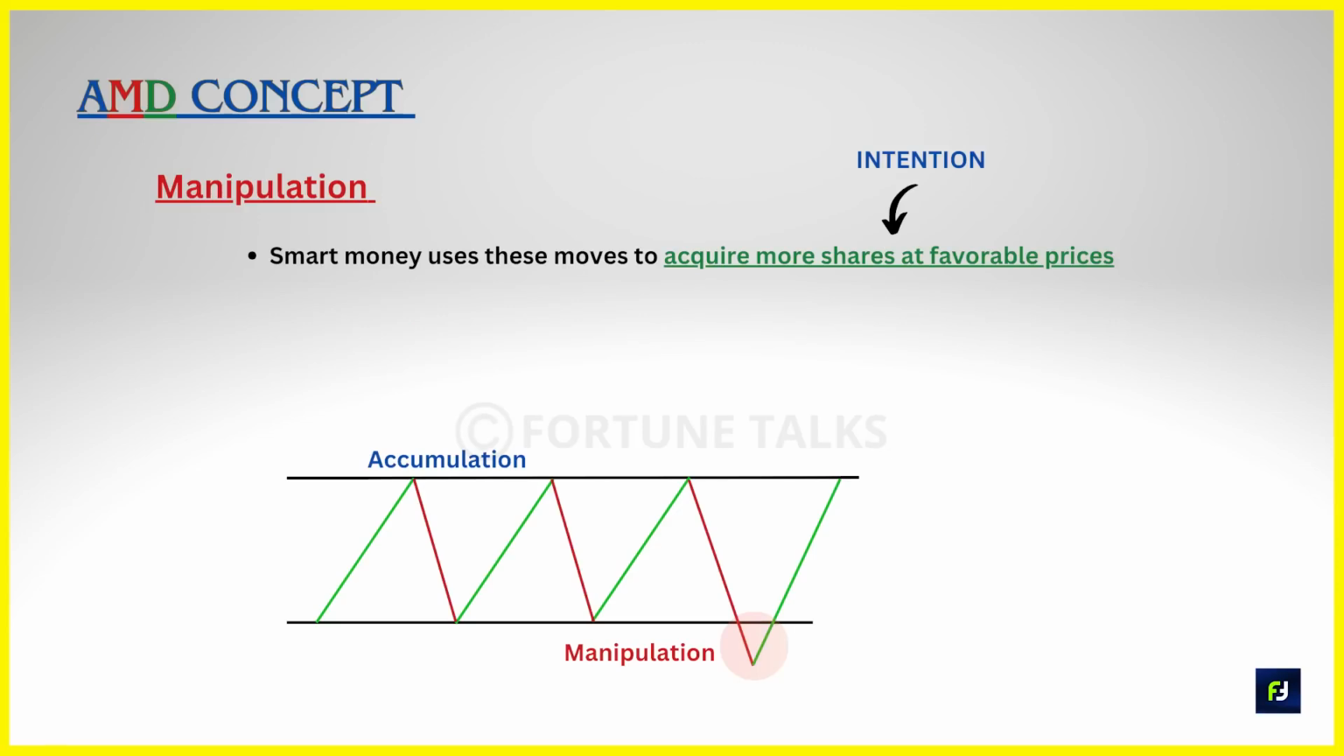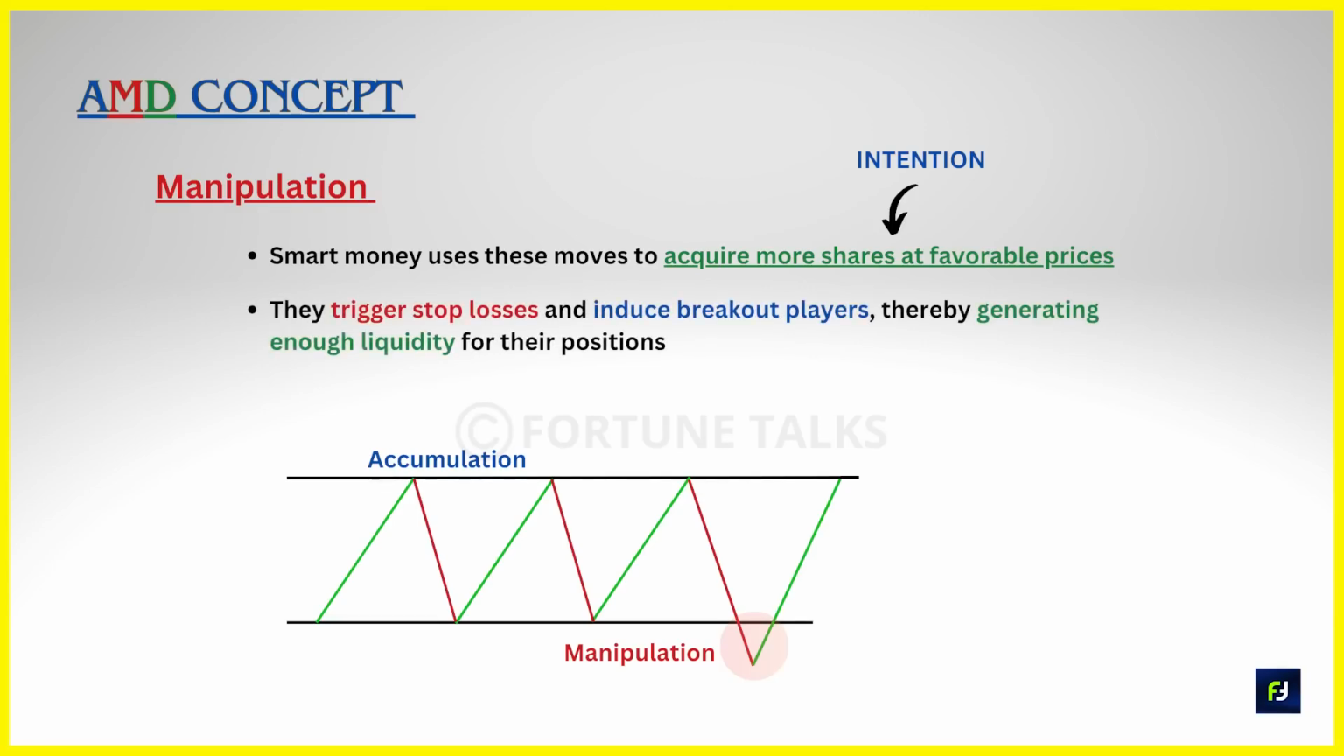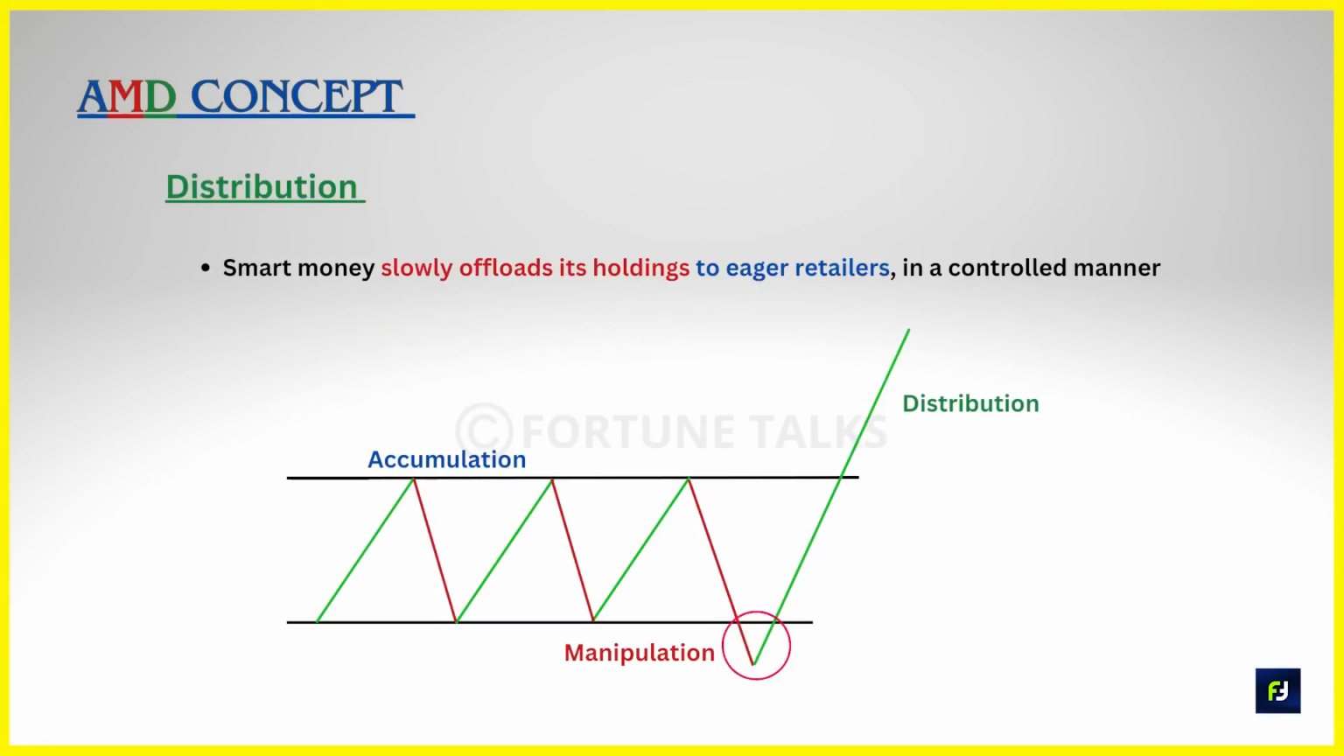So understanding the intentions behind the manipulation phase is very crucial. Smart money uses these moves to acquire more shares or assets at favorable prices. By triggering stop losses and inducing breakout players, they generate enough liquidity for their positions. They accumulate positions while retail traders are caught on the wrong side of the trade. Now comes the distribution phase. After accumulating at the best possible valuations and manipulating the market to their advantage, smart money begins to unload their positions to those eager retail traders who are late to the game.